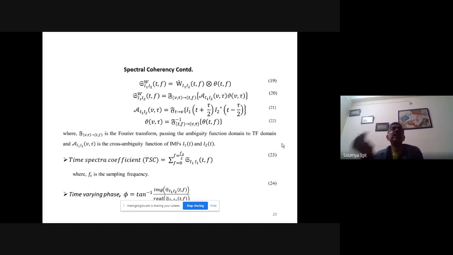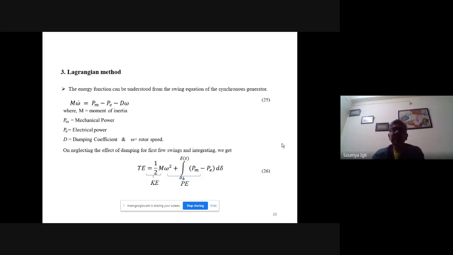That data was now transferred to the time frequency plane. Then you smoothed it sufficiently to get the time and frequency resolution simultaneously without sacrificing the computational burden, for a decisive action to be made. And you got the time varying phase and the time spectra coefficients. So once this is achieved, you can comfortably identify the particular generators which are in phase and out of phase respectively.